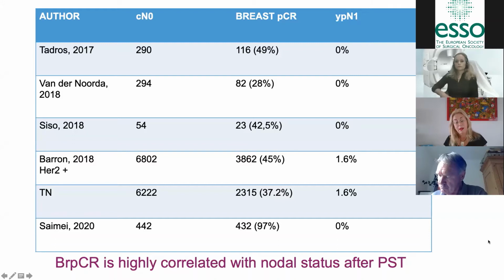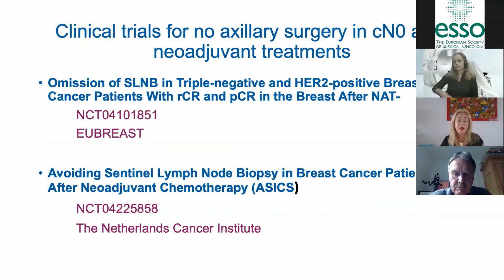And after all these studies, the second question is, can we just not do a sentinel lymph node biopsy in those patients who are clinically negative and have a breast PCR? And there are 2 trials ongoing for no axillary surgery in clinically negative axilla after neoadjuvant treatments, one from the EU breast group and another one from the Netherlands Cancer Institute, and we will have the results in some years from now.